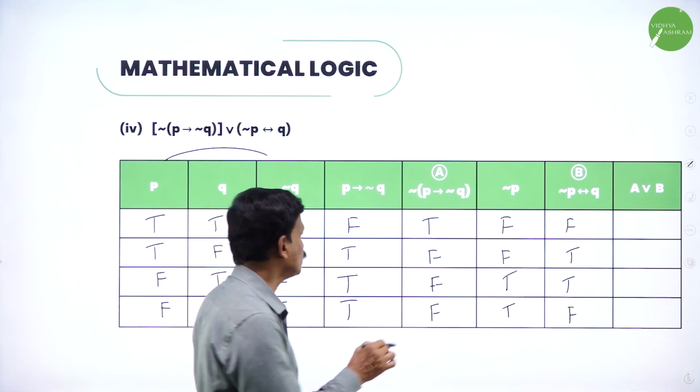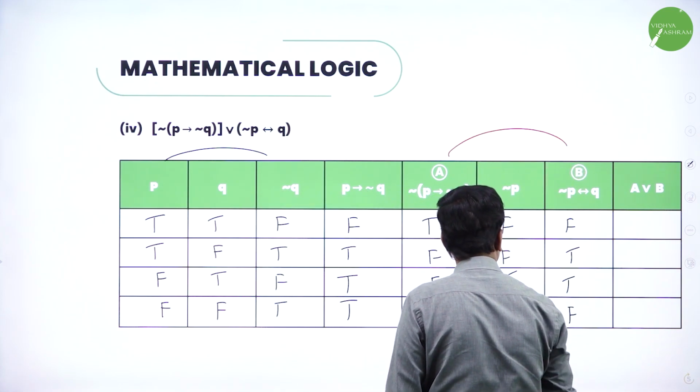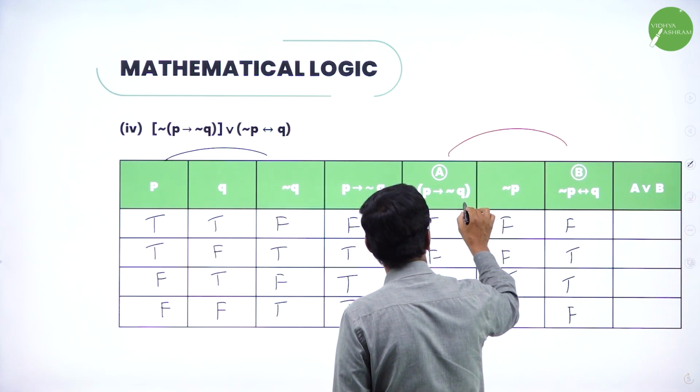Write down the disjunction for these two. The disjunction for A and B. That is negation P conditional to negation Q.